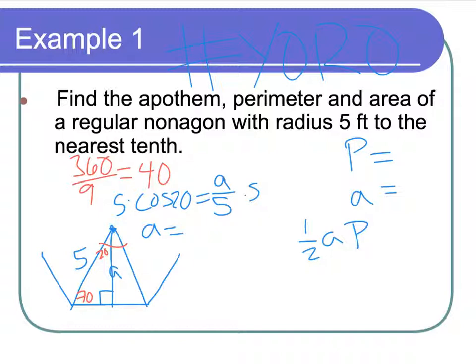So I'm just going to write down 4.698 for now, right? So I have it stored in my calculator. So that's my apothem.